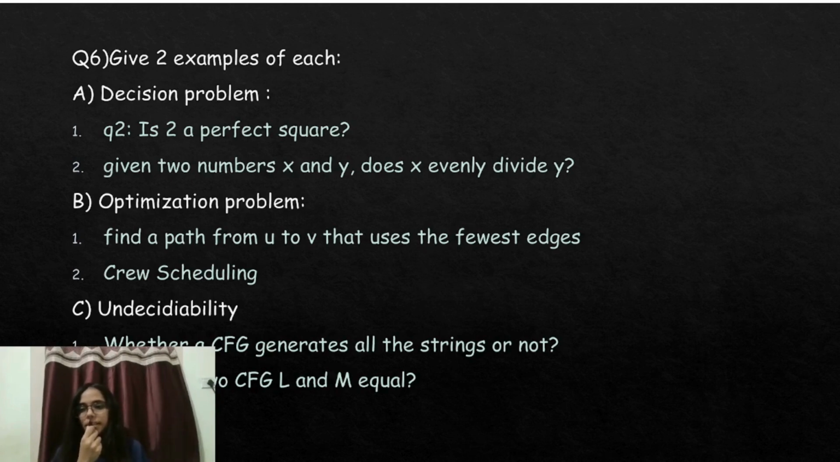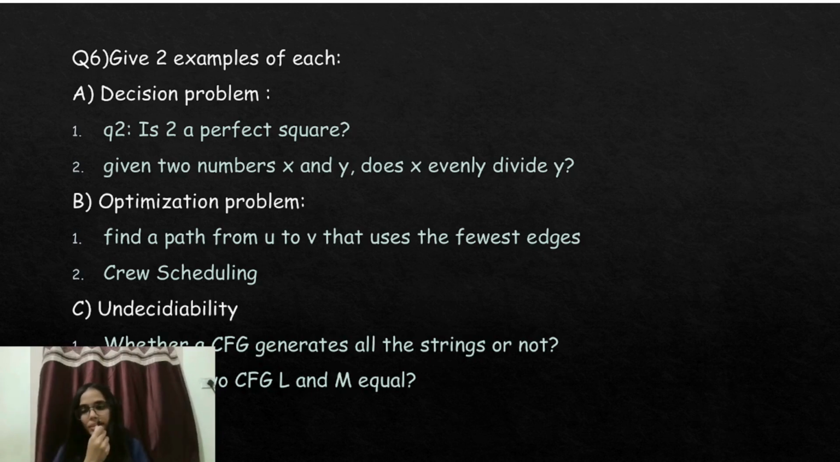The second example is: given two numbers x and y, does x evenly divide y? Here also we have two decisions, that is yes or no. So x and y can be any two numbers. You can see the decision would be either yes or no. Now, the second part is optimization problem.